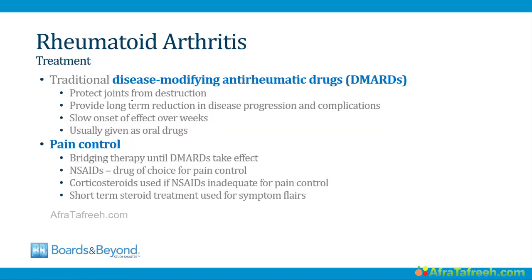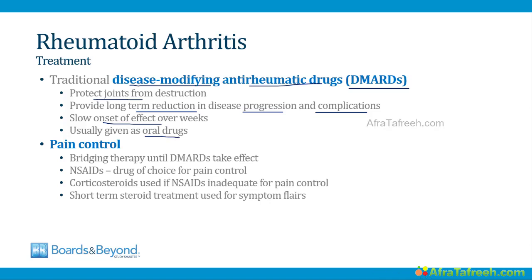The mainstay of treating rheumatoid arthritis is with disease-modifying anti-rheumatic drugs, or DMARDs. These drugs are called disease-modifying because they've been shown to protect joints from destruction over time. They provide long-term reduction in disease progression and complications. Now, they have a slow onset of effect over weeks, so they aren't useful in patients with acute symptomatic joints from RA, and they're usually given as oral drugs. And we'll talk about specific DMARDs in a minute.